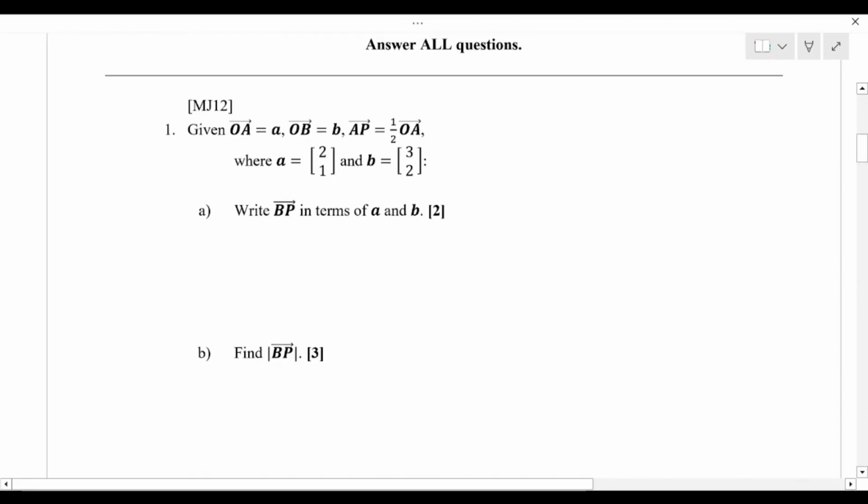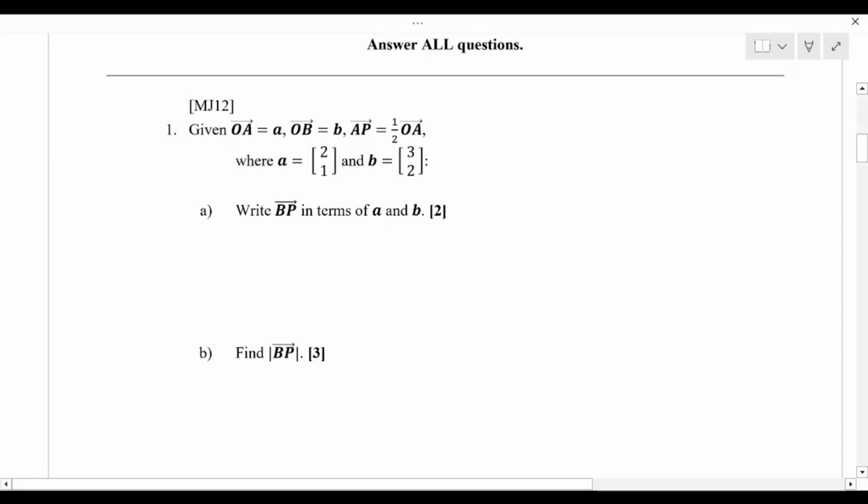The first question is from the first AdMath paper, May-June 2012. Given that vector OA is equal to A, vector OB is equal to B, and vector AP is equal to half of vector OA, where A is (2, 1) and B is (3, 2), write BP in terms of A and B, and find the magnitude of vector BP.